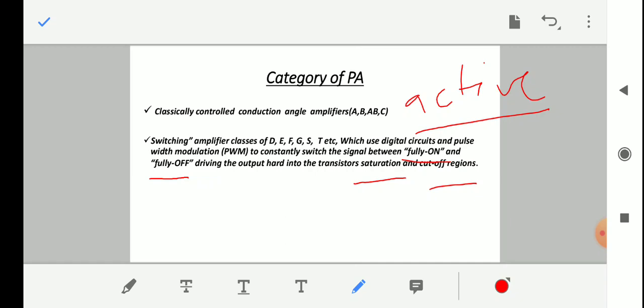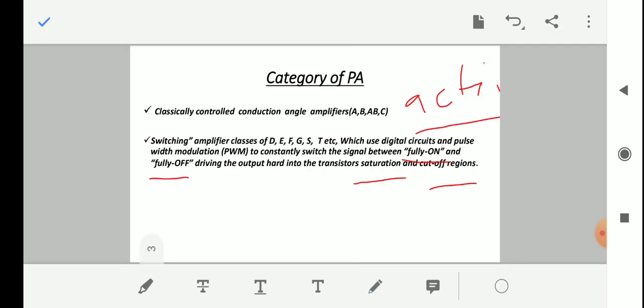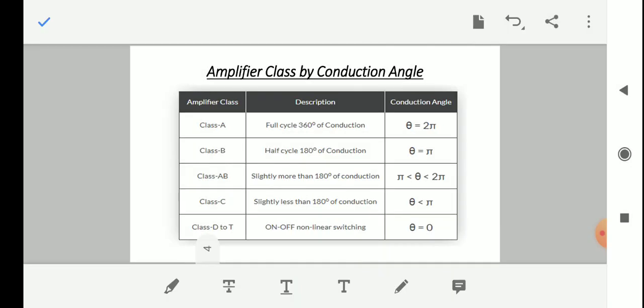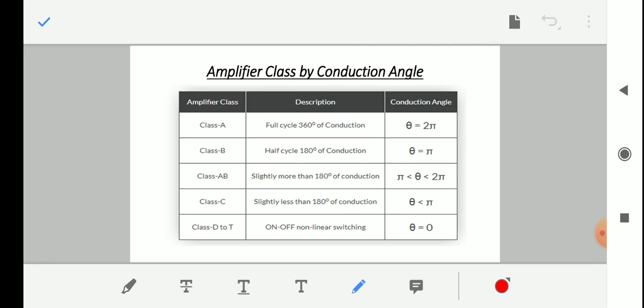Many authors also classified the power amplifiers based on their power efficiency and linearity, but all the categories ultimately come under these two power amplifiers. So this slide represents the classification of amplifiers based on their conduction angles.